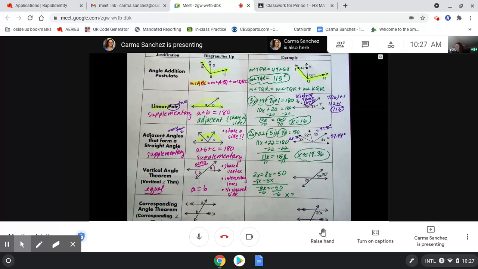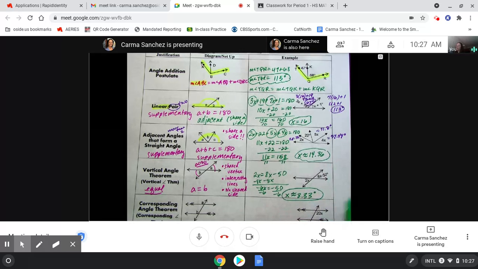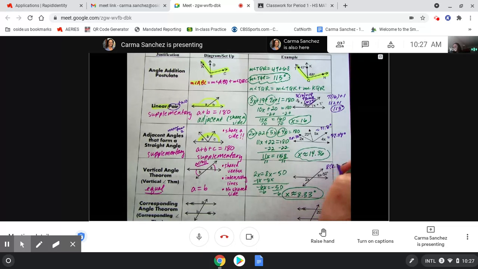So 50 divided by 6 gives me 8.33. Again, because I'm rounding, I'm going to use the approximation symbol. Now, if I was just asked for x, I'm done. But if I'm asked for the angle measures, I have to take an additional step and plug in the 8.33 here. So 8 times 8.33 minus 50 is 66.64 minus 50, which is 16.64.